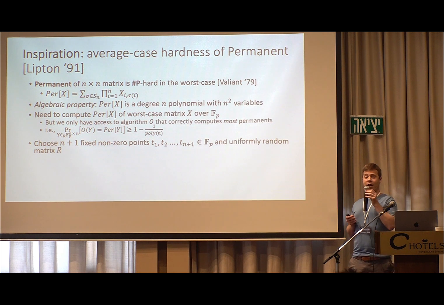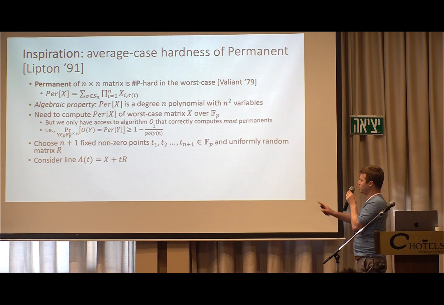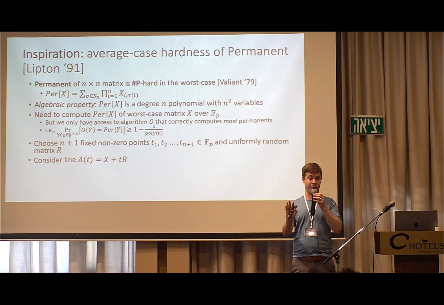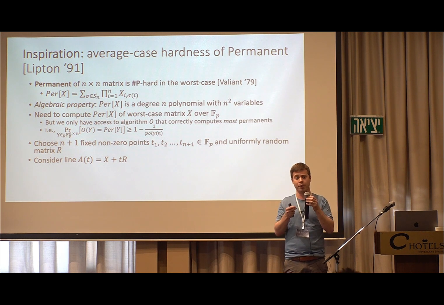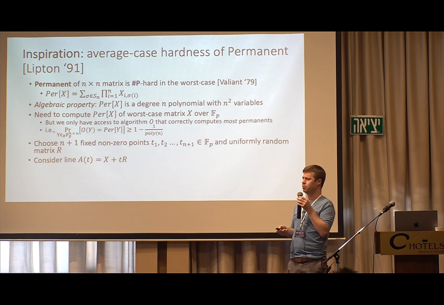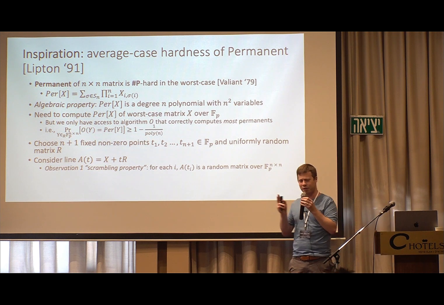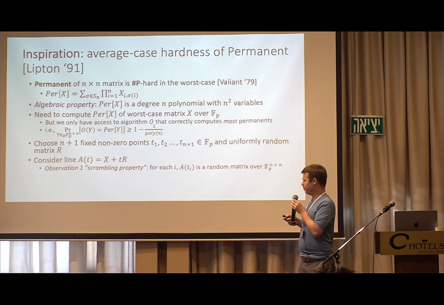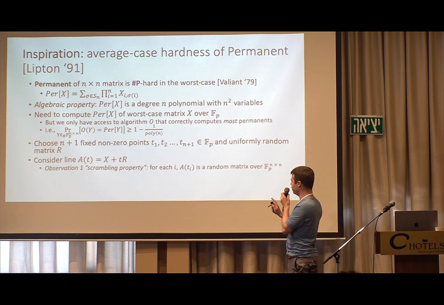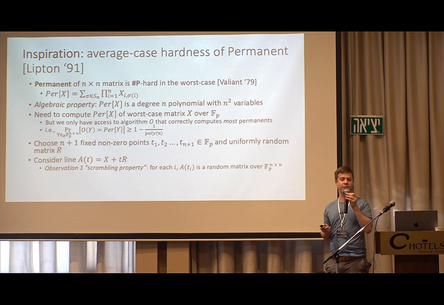And a uniformly random matrix R. Now we consider the line A of t, which is x plus t times R. So that's our worst case matrix x that we want to know the permanent of, but we don't, plus some random shift. Okay, that's the line. Now it's two observations, and once we tell you the observations, the proof essentially is straightforward. They're very simple. So first of all, I call the scrambling property, which is that for each i individually, A of t sub i is a uniformly random matrix over the finite field.